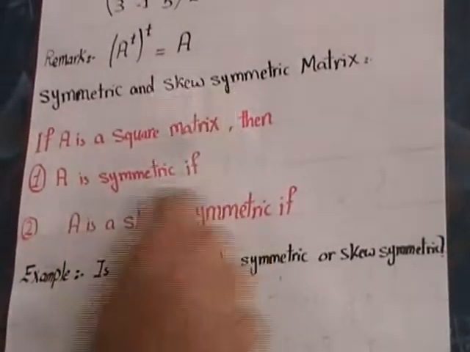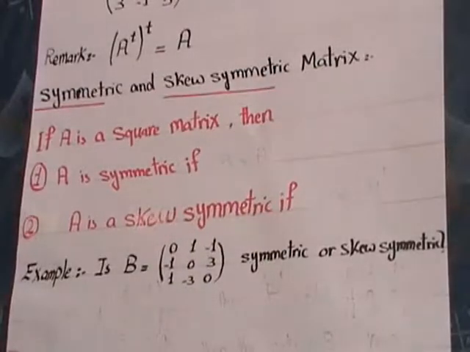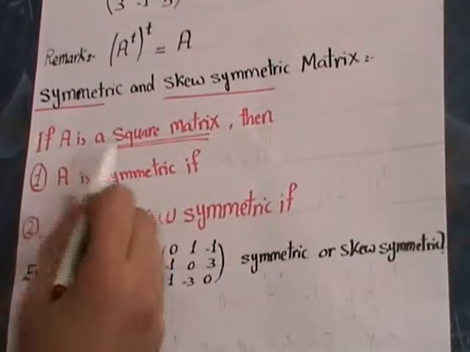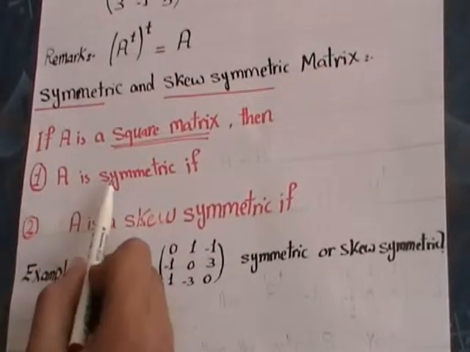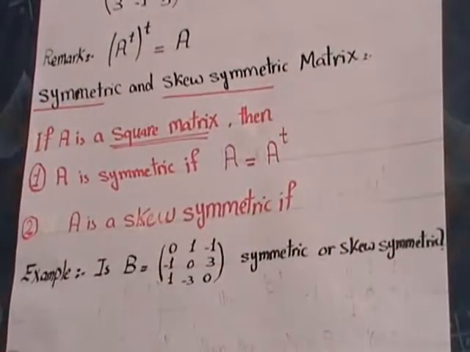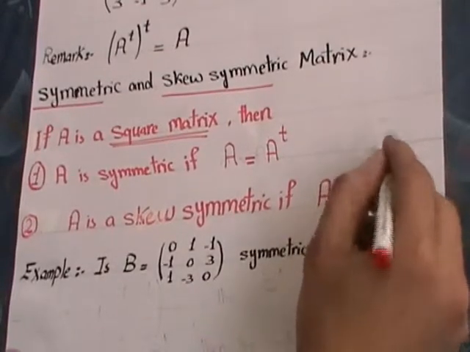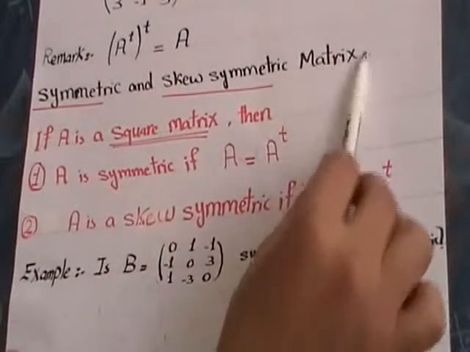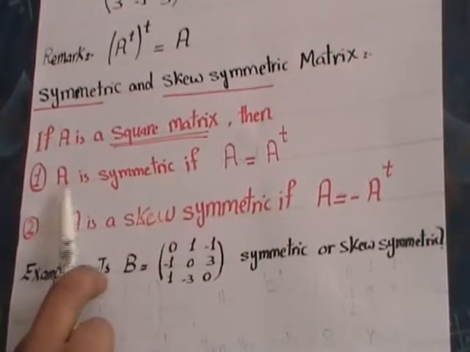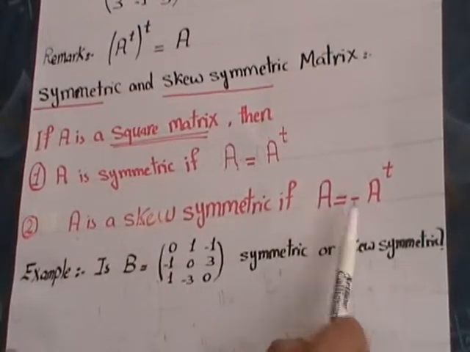We're going to the symmetric and skew symmetric matrix. What is meant by symmetric and skew symmetric? First, symmetric and skew symmetric matrices are square matrices. So the first condition is that the matrix must be square. If A is a square matrix, then A is symmetric if A equals A transpose, and A is skew symmetric if A equals -A transpose. Again, if A is a square matrix, then we have two conditions.